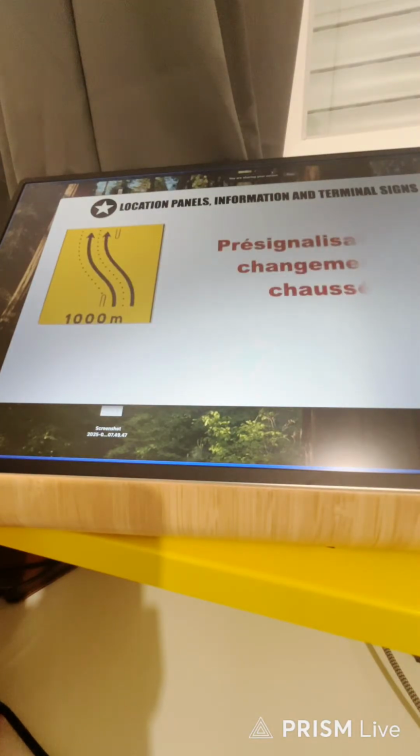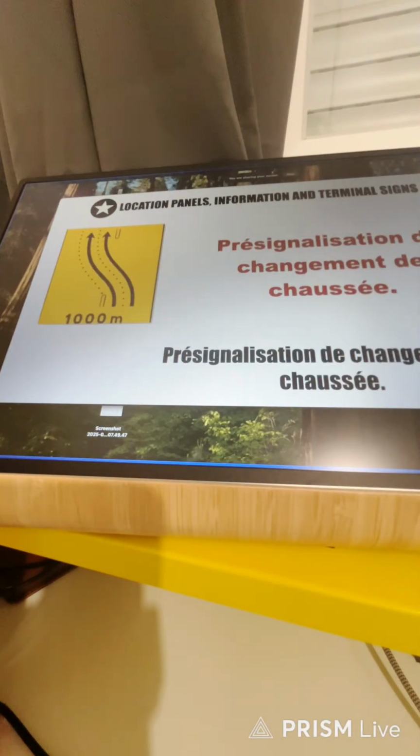Then this one is pré-signalisation du changement de chaussée. Okay, you are driving, coming, they are telling you that in 1,000 meters the road is going to look like this, just for you to know the direction of the road. Finish. So that's why they call it pré-signalisation du changement de chaussée. I didn't put the English, but I've just explained it already. That the roadway is going to do what? Is going to change.